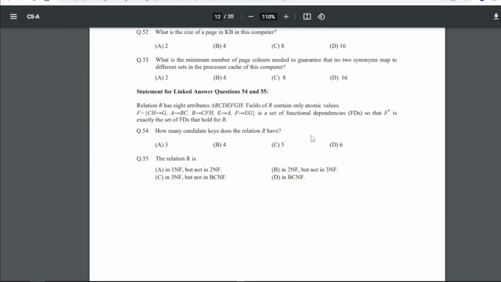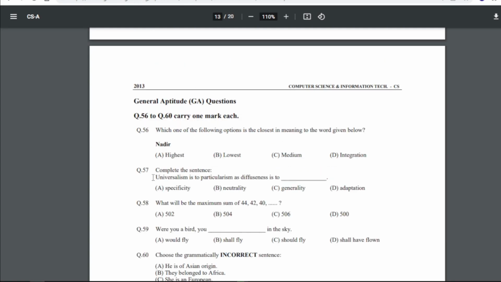And the relation R is what? So for 55 the answer is A, that is in 1 NF but not in 2 NF. 56 is, which one of the following options is the closest in meaning to the word given below? So Nadir is the word, and now we have to find the closest meaning of this word. So for 56 our answer is B, that is lowest. Nadir is lowest.